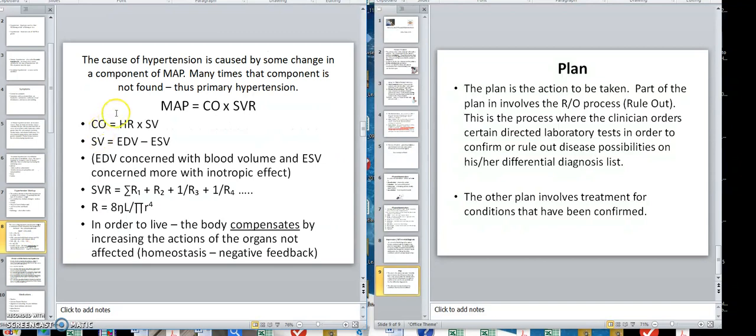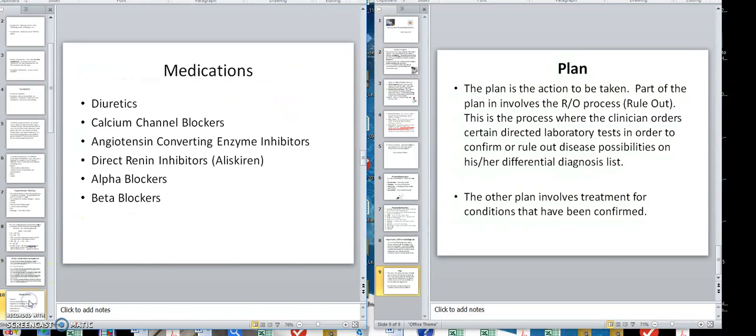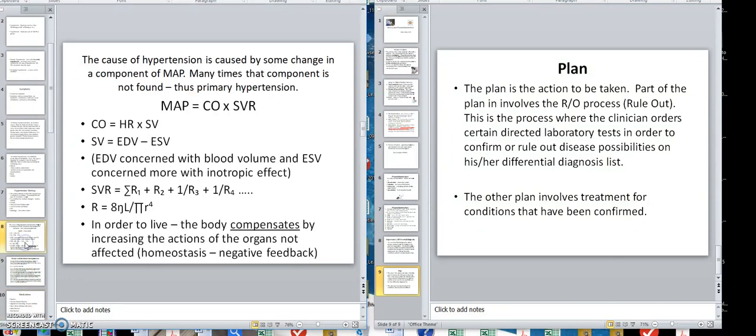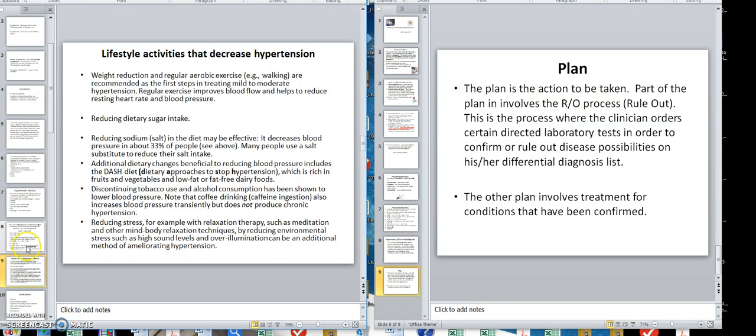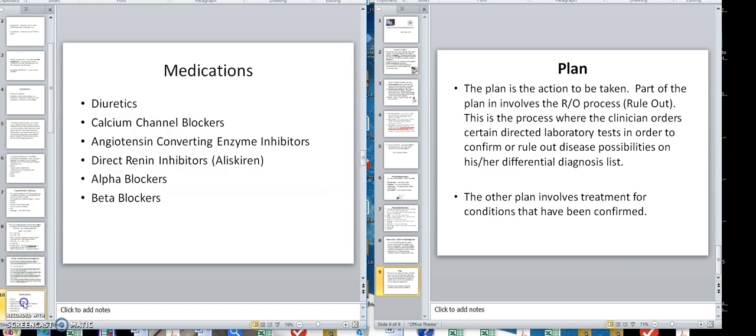Okay? So I go back to the MAP formula, which you've seen over and over again. And remember I told you this is the formula that can tell what's going on. Okay? So when we do the workup, then what we're looking at are these various lab tests that we would do.